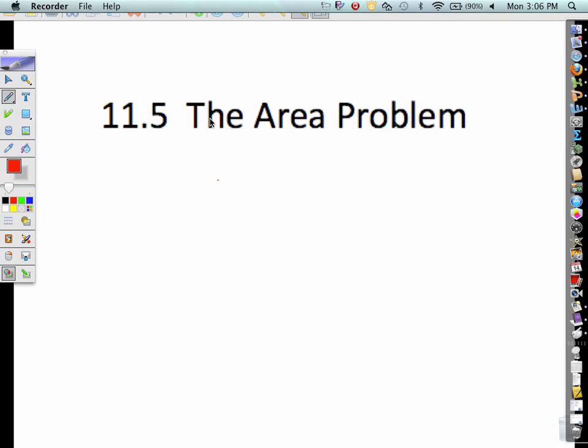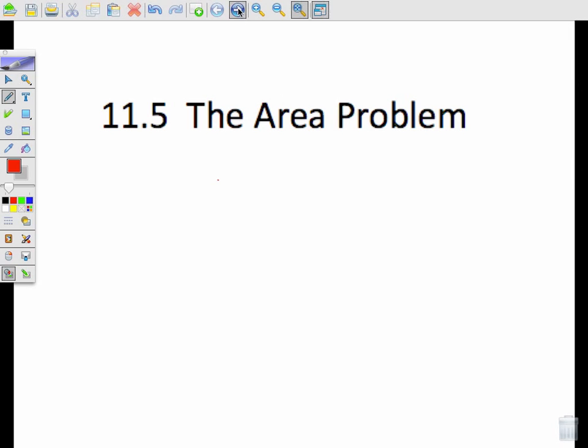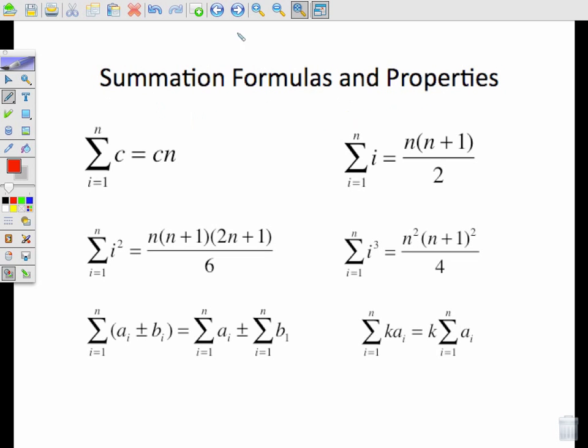All right, here we go with the actual area problem. I'm going to show you kind of a long method and where it comes from, and then we will show you the formula where we're using limits to find the area underneath the curve. Again, this is just a review and reminder of all your formulas here for the summation.